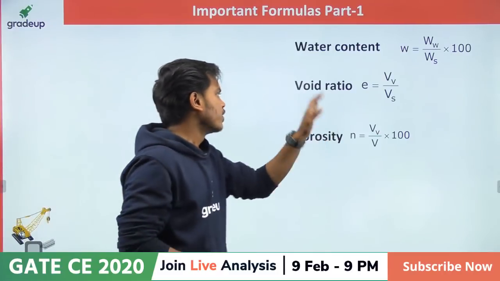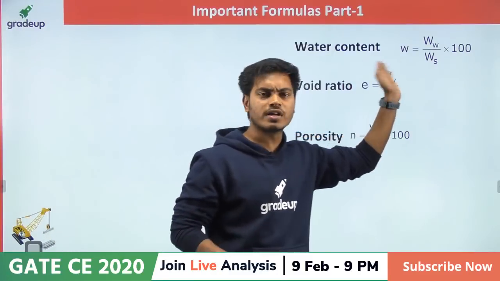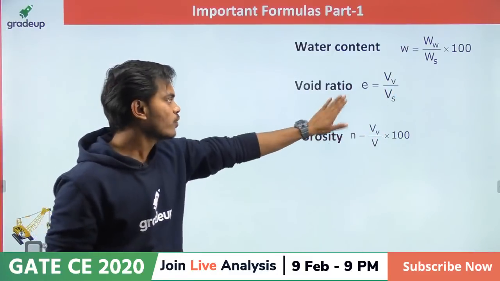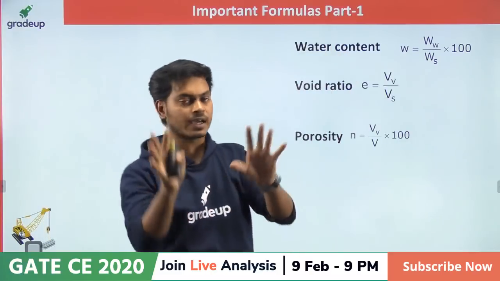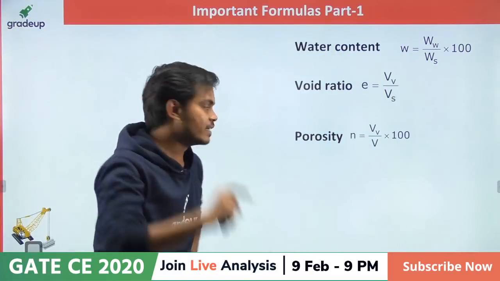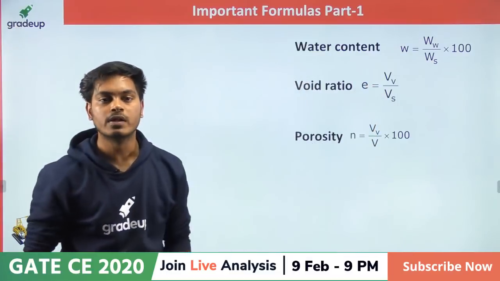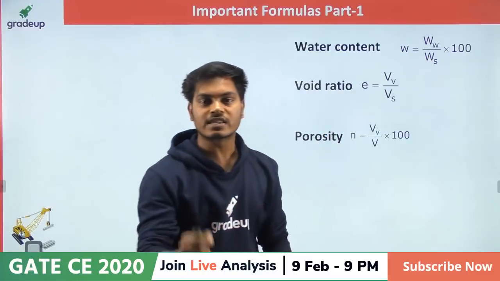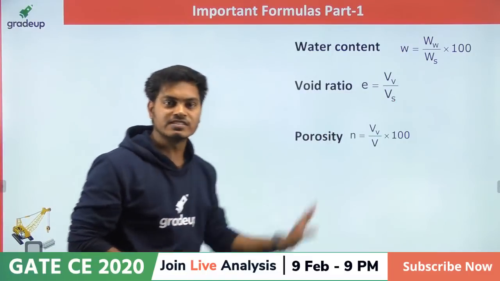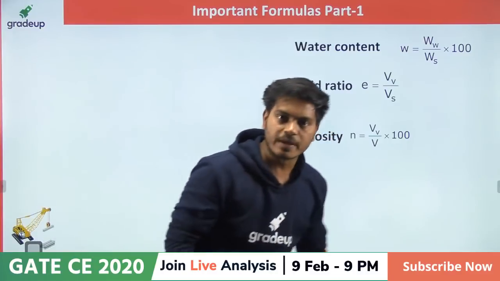So water content. Void ratio is very easy. What is void ratio? Vv is nothing but the volume of voids in a particular soil sample, divided by the volume of solids. If I remove the volume of solids and use the total volume instead, it becomes porosity. That is the difference between void ratio and porosity: Vs versus V.